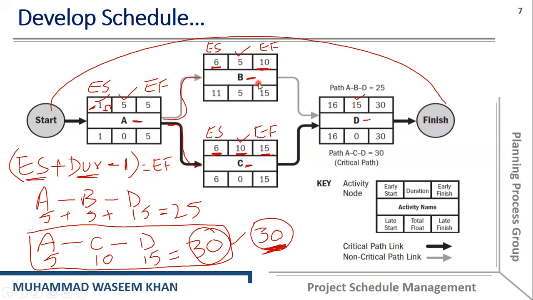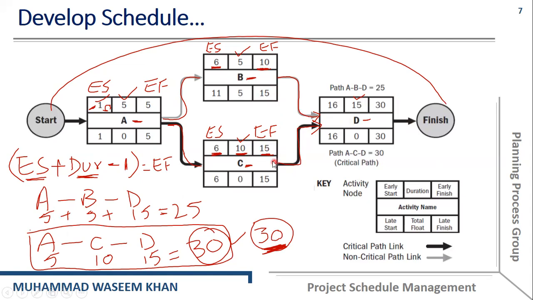Similarly, if you want to find the earliest finish of activity B, how can we find it? The earliest start is 6, plus duration, which is 5, so it will be 11 minus 1, which is equal to 10. So we can find the earliest finish with this expression. Similarly, with this expression, we can find the earliest finish of all activities.